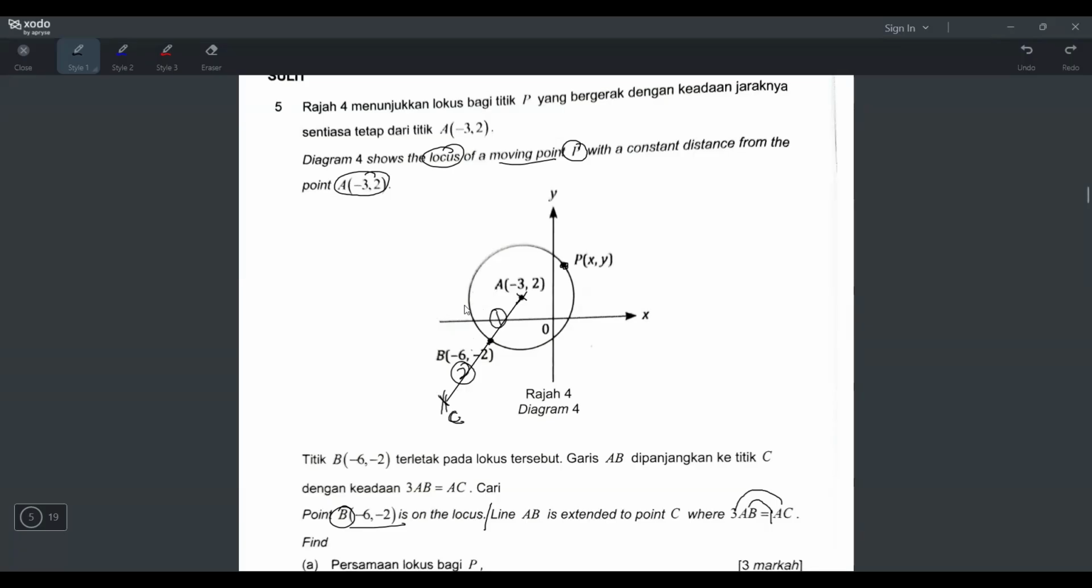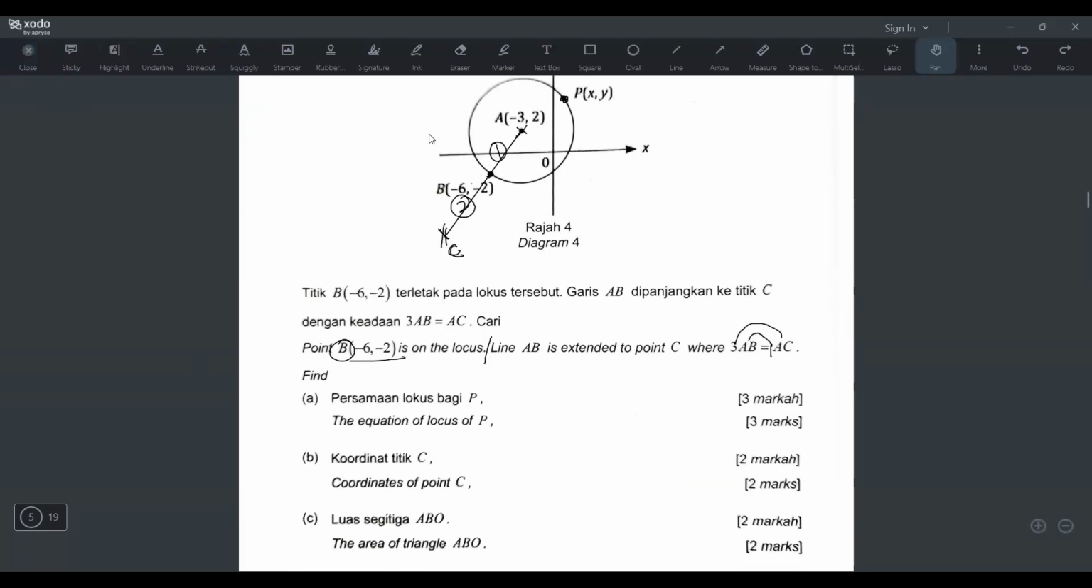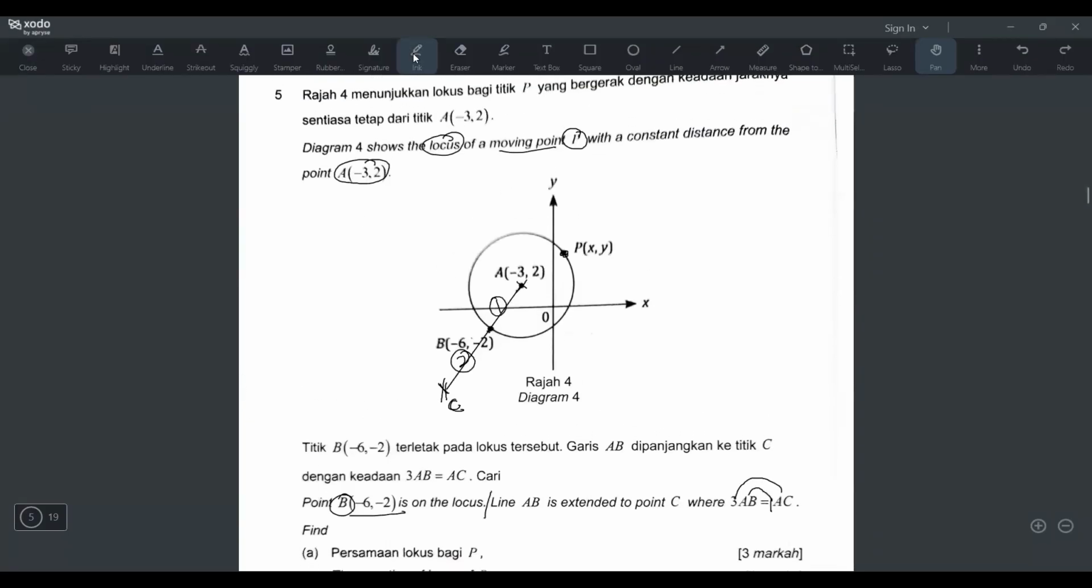Okay, now let's see what the question wants first. Question A asks us to find the equation of locus P. It means they want us to find the equation of a circle, right? And do you know what formula you will use to find the equation of a circle? You have to use the distance formula, because it's a locus question.